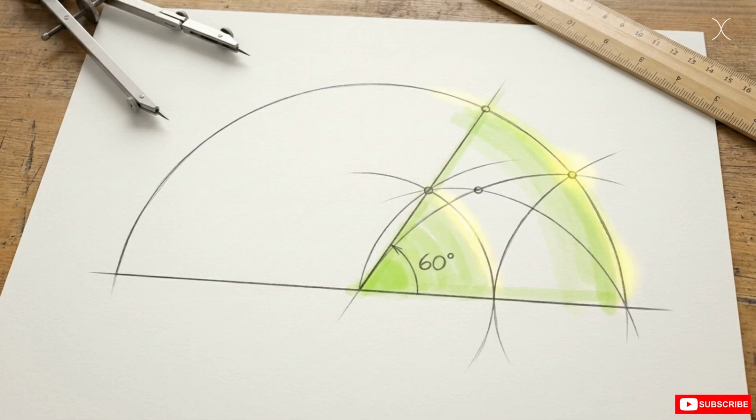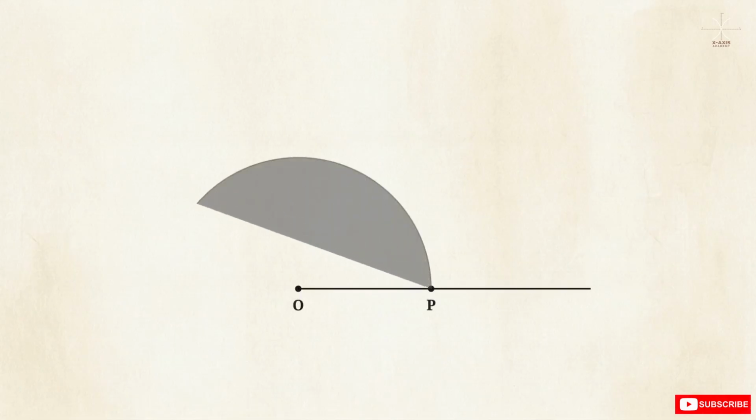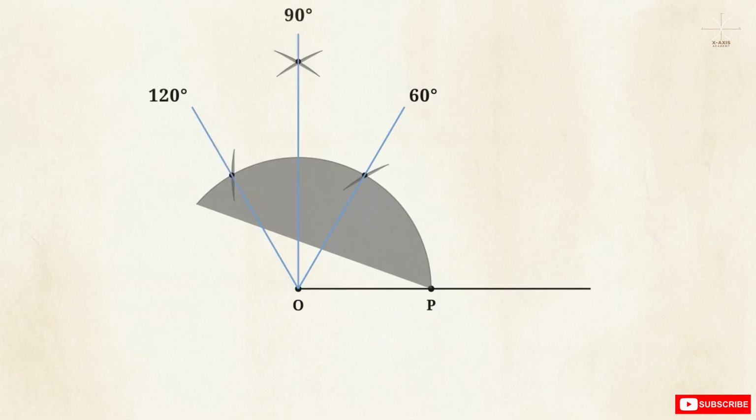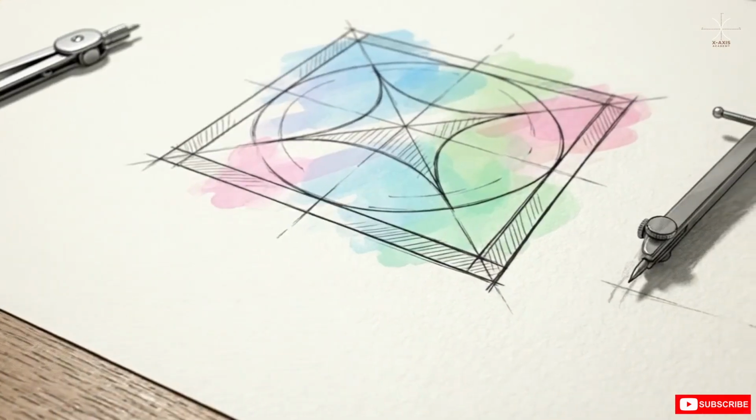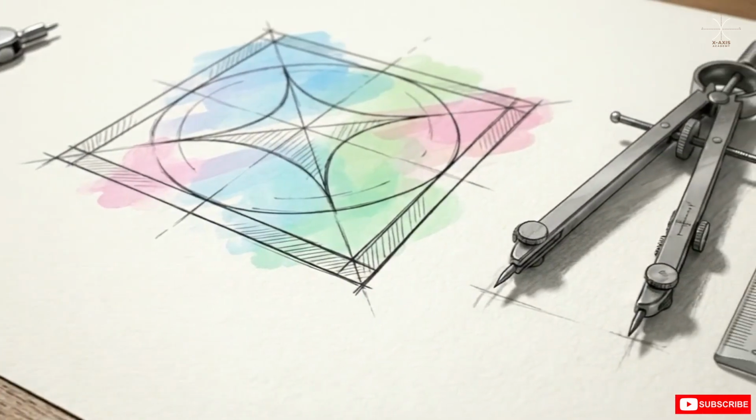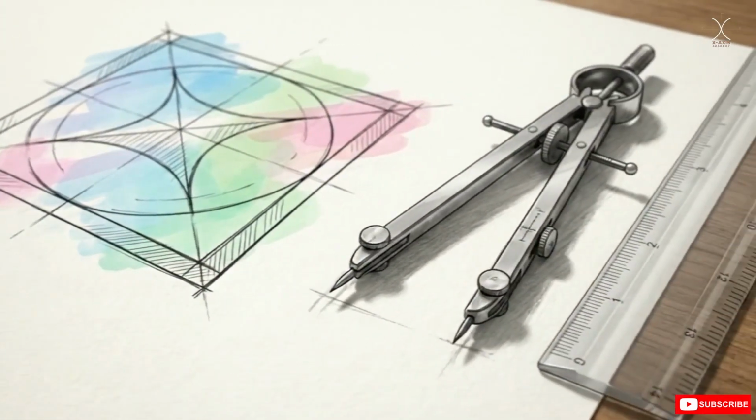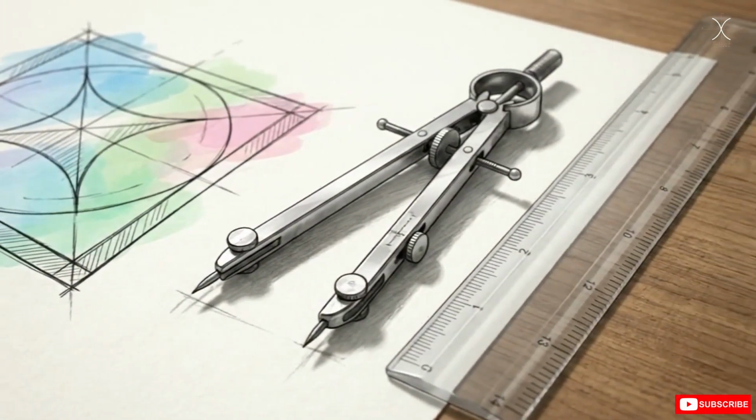Look at the completed page in front of you. You have constructed a flawless, intersecting framework, anchoring 60, 90, and 120 degrees on a single baseline. You generated this highly accurate spatial model using nothing but an unmarked straightedge and a single fixed compass radius.